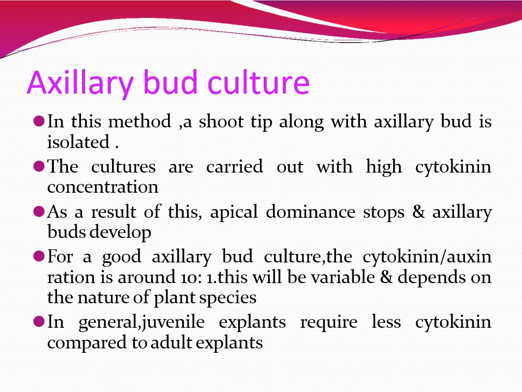Next one is axillary bud culture. In this method, a shoot tip along with the axillary bud is isolated. The cultures are carried out with high cytokinin concentration. As a result, apical dominance stops and axillary buds develop. For a good axillary bud culture, the cytokinin and auxin ratio should be around 10:1, and this will be variable and depend upon the nature of the plant species. In general, juvenile plants require less cytokinin when compared to adult plants.